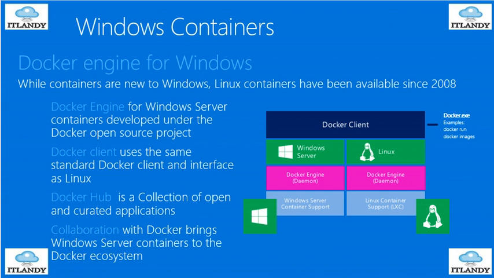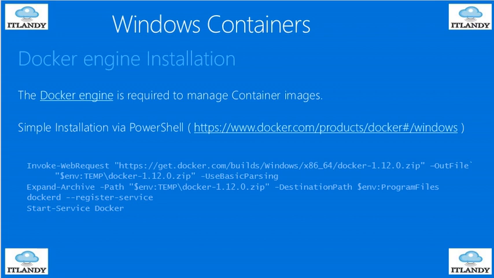Docker engine for Windows Server containers is developed under the Docker open source project. The Docker client uses the same standard Docker client and interface as Linux. Docker Hub is a collection of open and curated applications. Collaboration with Docker brings Windows Server containers to the Docker ecosystem. Installation: the Docker engine is required to manage container images. A very simple step-by-step guide can be found on the Docker website, or it can be done via PowerShell, as you can see here.